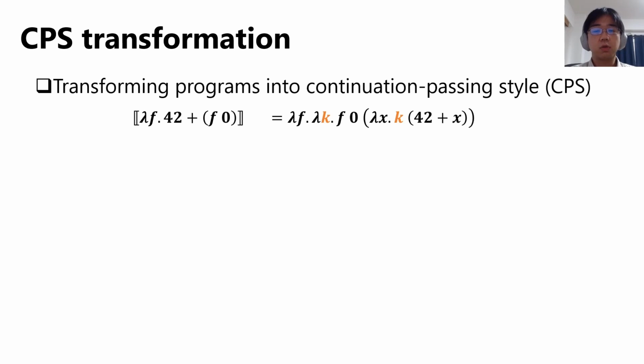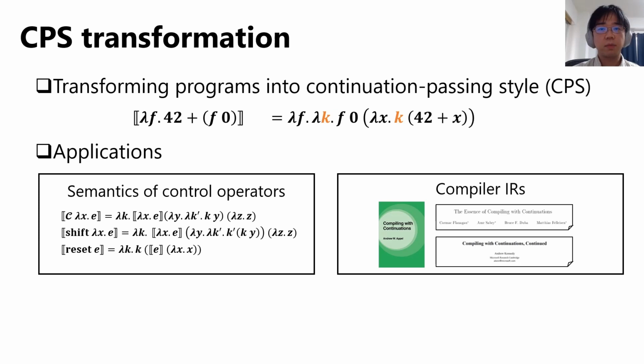CPS transformation is a technique to transform programs into continuation passing style, in which control flow is exposed as continuations. For example, the right-hand side term is a CPS term, and K and the second argument to F represent the continuations. CPS transformation has many applications. For example, it can establish the semantics of control operators like call/cc and shift/reset. And CPS is used as intermediate representations in compilers for functional programming languages.